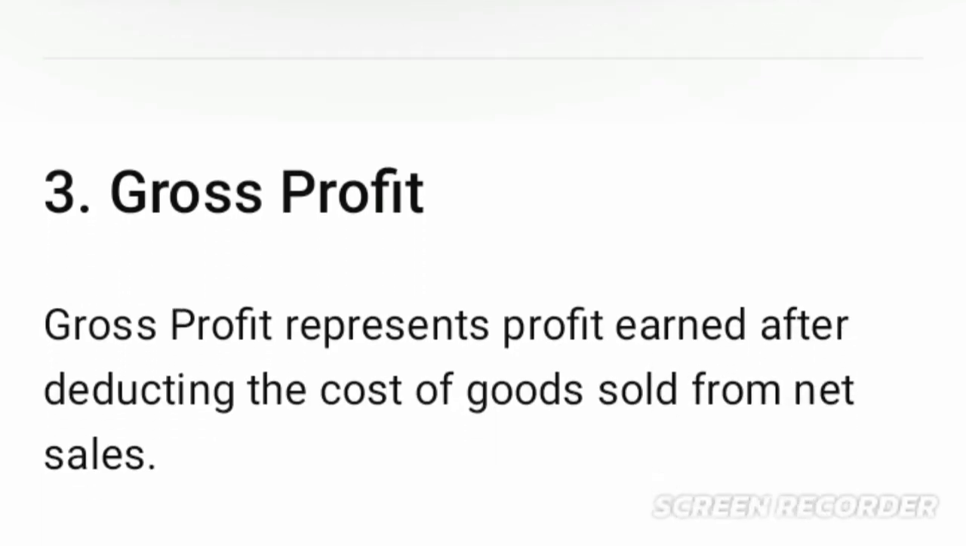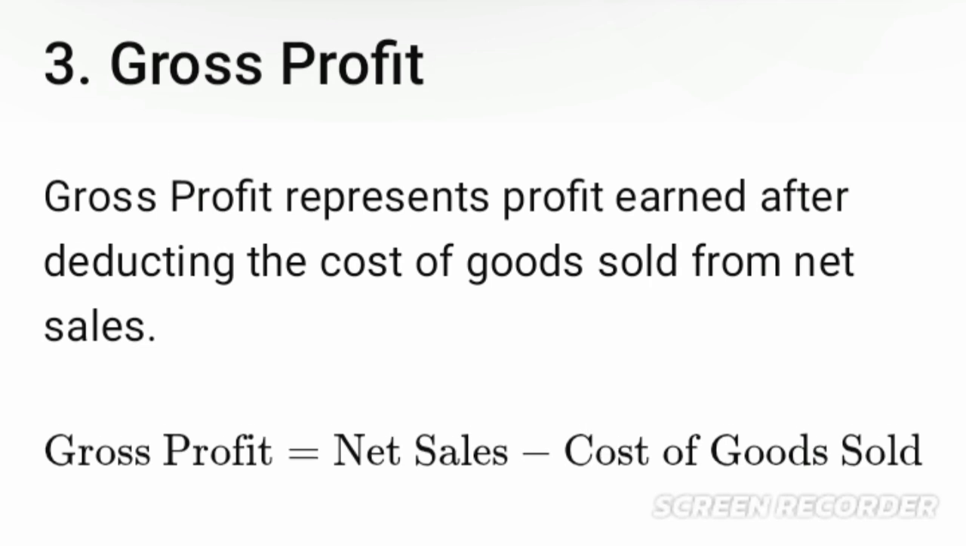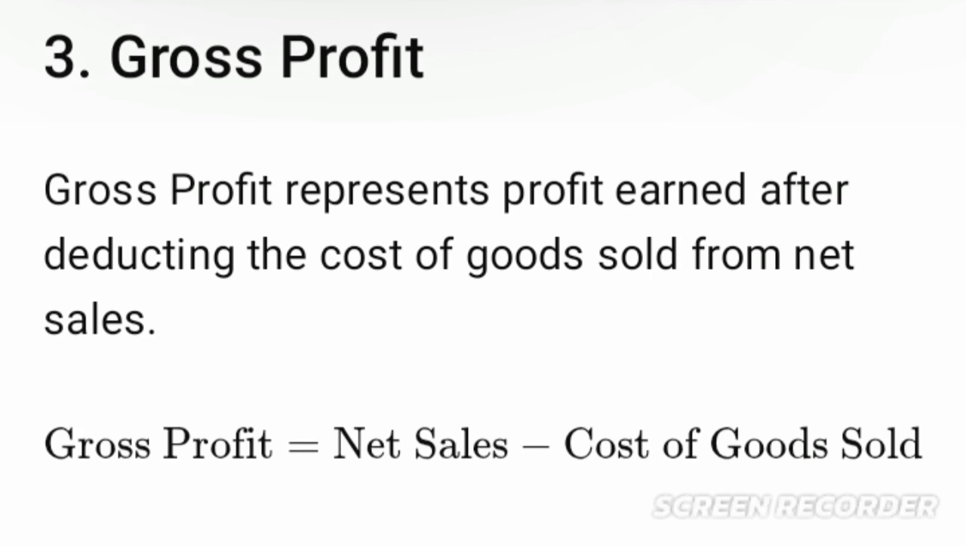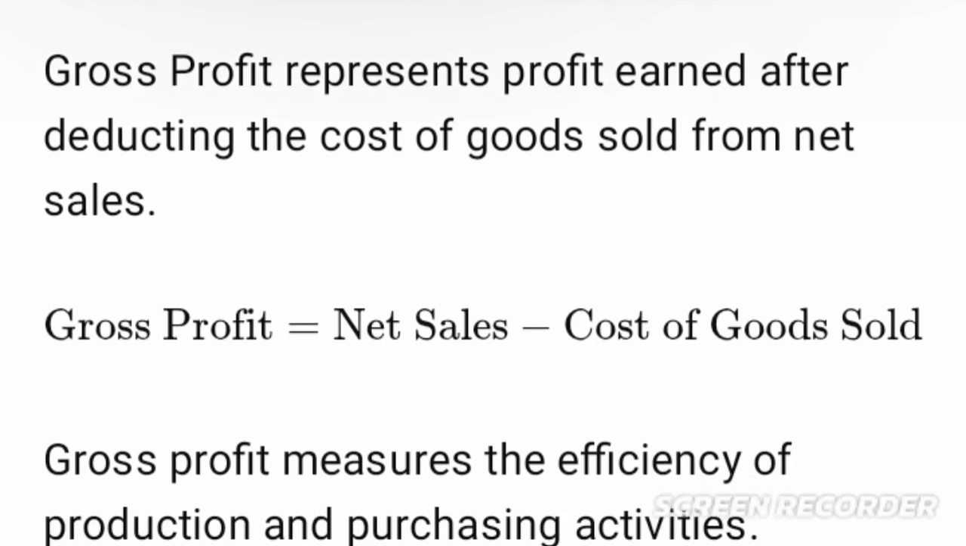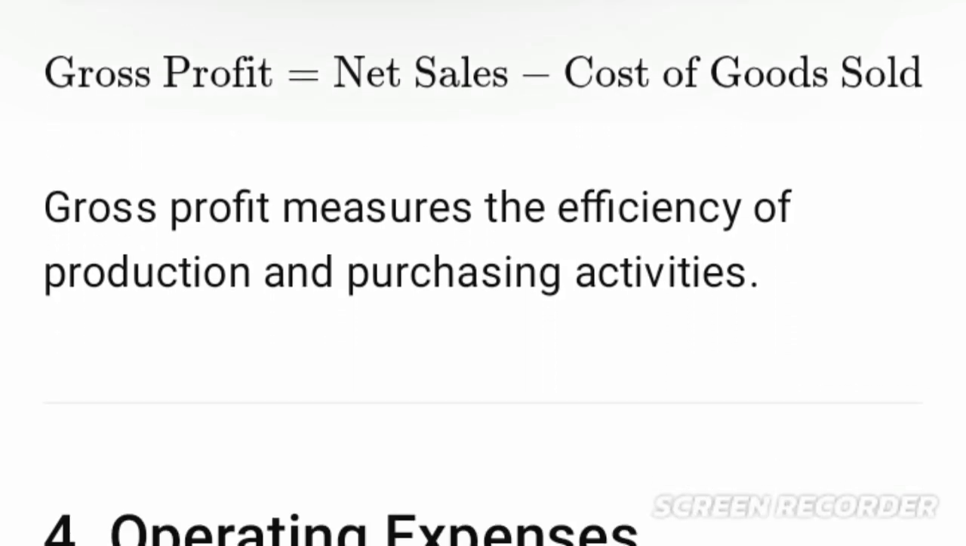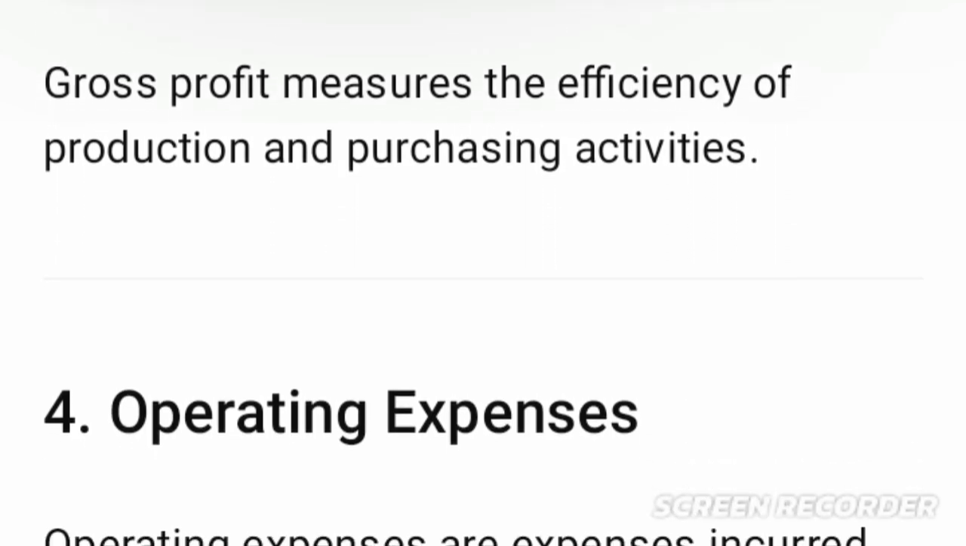Three, gross profit. Gross profit represents profit earned after deducting the cost of goods sold from net sales. Gross profit equals net sales minus cost of goods sold. Gross profit measures the efficiency of production and purchasing activities.